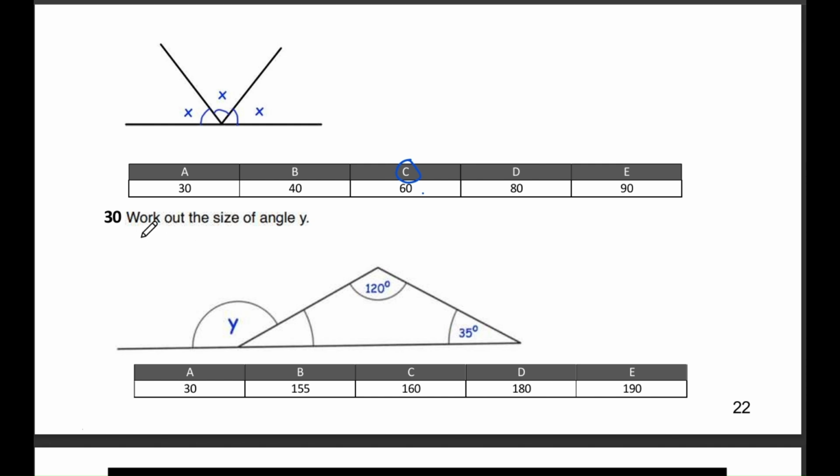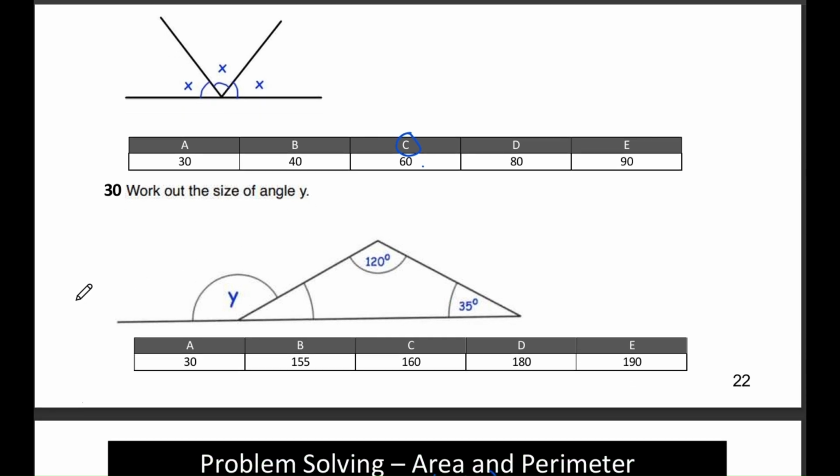Question number 30 asks, work out the size of angle y in the figure that has angles of 120, 35, and y. Our options are A is 30, B is 155, C is 160, D is 180, and E is 190. The correct answer is B, 155. When we understand how angles add up in that configuration, we find that y must equal 155 degrees.